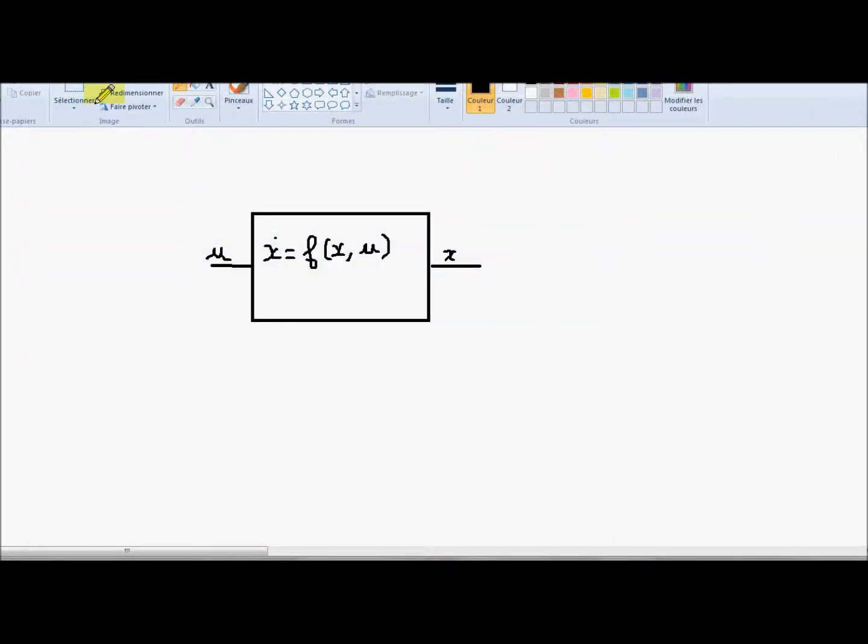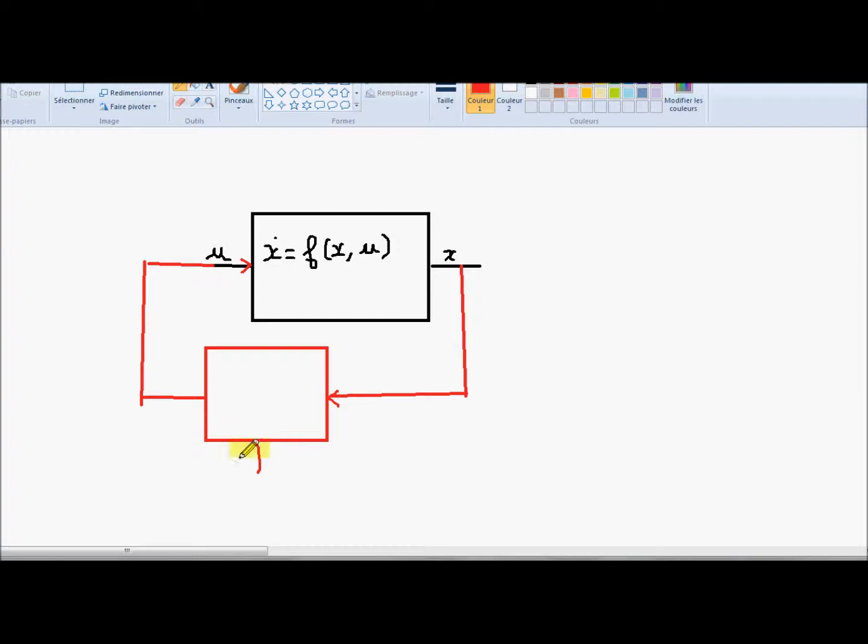If I want to transform the sailboat into a robot, I have to add a controller. So I add here a controller. The controller will be linked here, like this, and it will generate the input U, like this. And here I will have the same point, what I want. Here it is the controller.